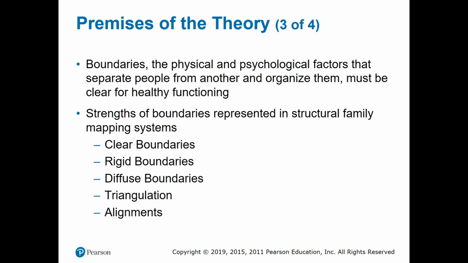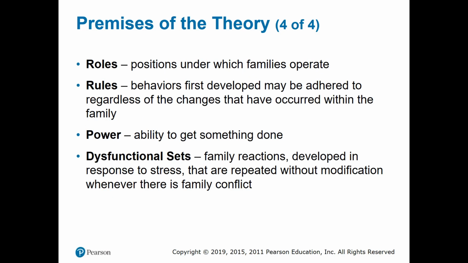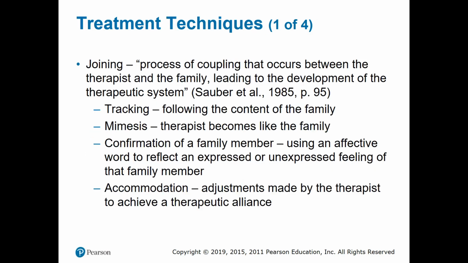Clear boundaries, rigid boundaries, diffuse boundaries, triangulation, and alignments may all exist. Roles are the positions under which families operate. Rules are the behaviors first developed that may be adhered to regardless of the changes that have occurred within the family. Power is the ability to get something done. Dysfunctional sets are family reactions developed in response to stress that are repeated without modification whenever there is family conflict.